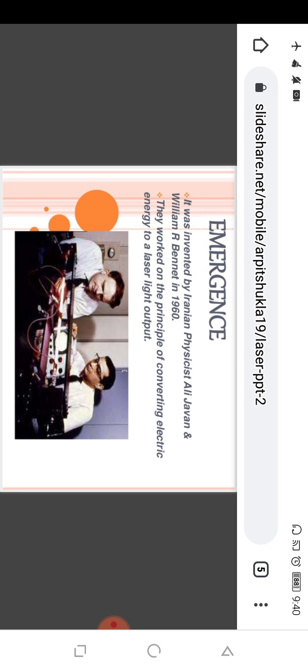It was actually invented by the Iranian physicist Ali Javan and Bennett in 1960. So these two contributed to the development of helium neon laser.